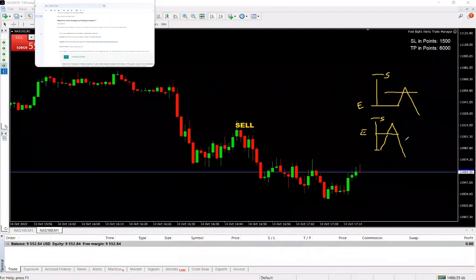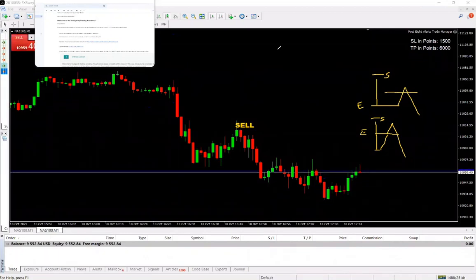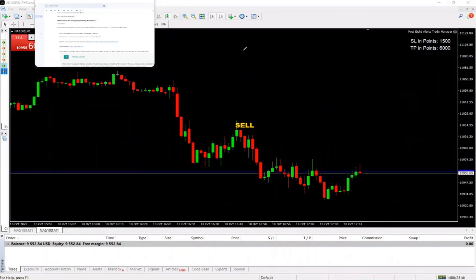And then it triggered and then it came down. Versus this one, you got in here and then you moved your stop loss here. So you would have got out of that trade. So I hope that answers your question. Let's look at another question.